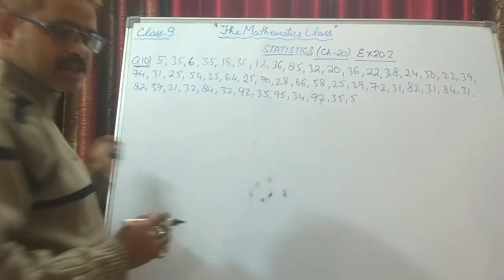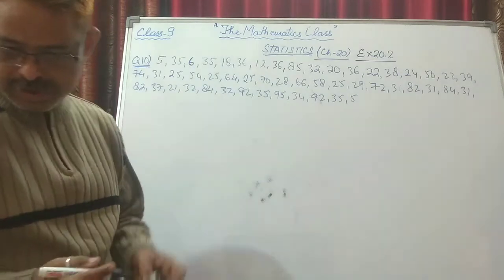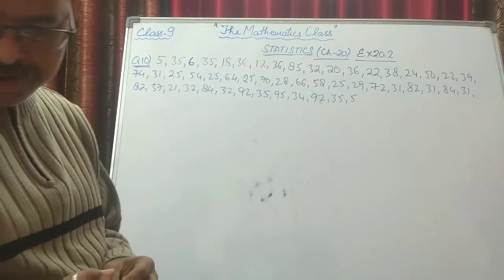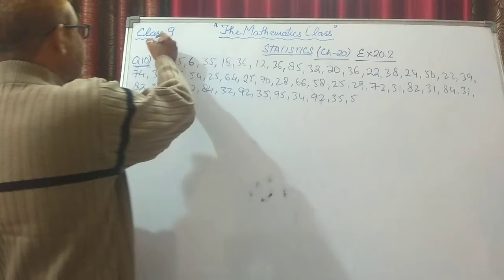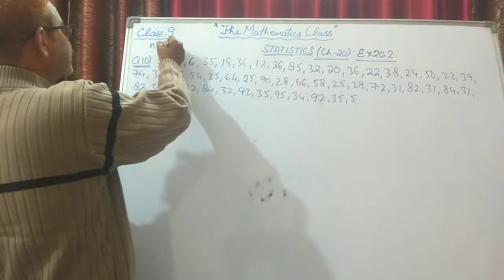Now these are the numbers given. I will read out the question. They say the marks out of 100 of 50 students. N is given as 50 students.